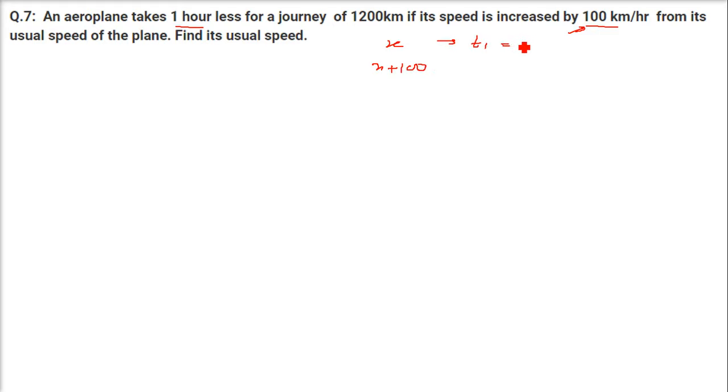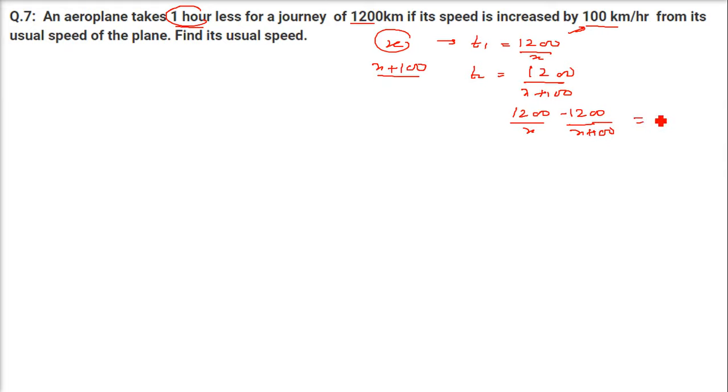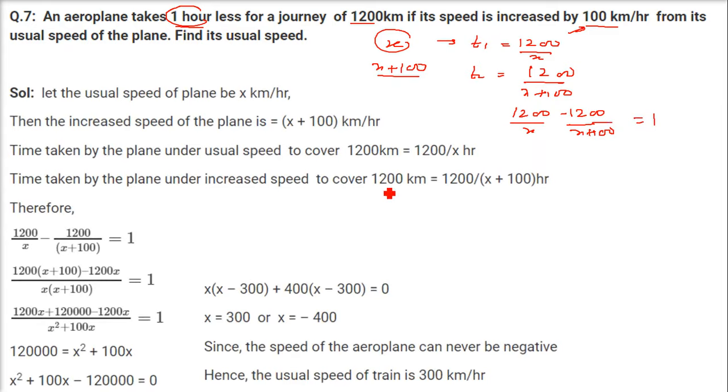Time is distance by speed. Distance will remain the same in both the cases. This T2 will also be 1200. But here we assume the speed is x, so time will be 1200 by x. Here we took 100 also in addition, so this will be x plus 100. And the time difference, that is 1 hour less, the difference of the time, will be 1 hour. It will be 1200 by x minus 1200 by x plus 100 equal to 1 hour. This is going to be our equation.